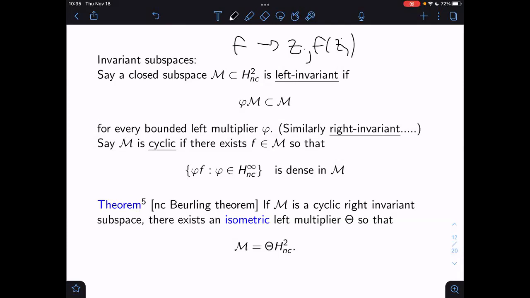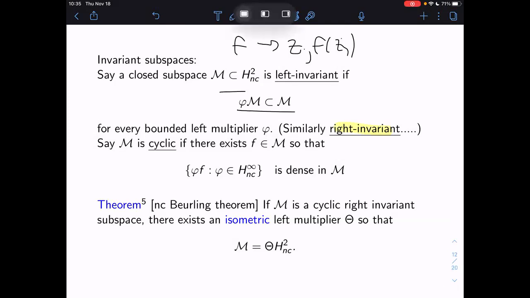So just like we talk about invariant subspaces in the Hardy space or the Bergman space or Dirichlet space or wherever, we say a closed subspace is left invariant if it's invariant under all left multipliers. So phi f is in the space whenever f is in the space. That's a left invariant subspace. Of course, I could also talk about right invariant subspaces, and I'll get mirror image theorems about those.